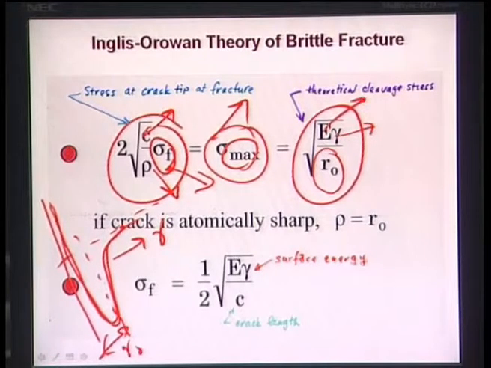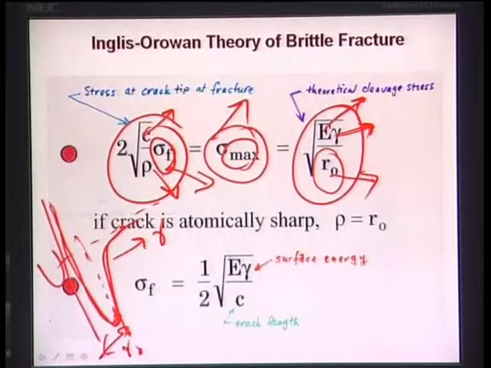E is the elastic modulus of the material, gamma is the surface energy of the material, and R naught comes from the interatomic potential energy U, if you plot it as a function of R. The R value where U is at its minimum, that is the lowest interatomic potential energy, is called R naught. So this is the equilibrium bond distance.